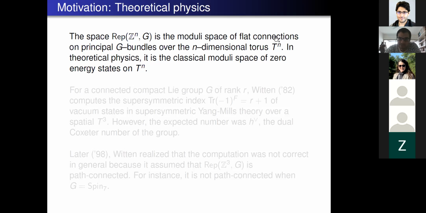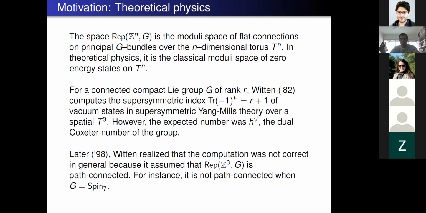Now, this is the motivation from differential geometry, or topology, in some sense, but the motivation came strongly from theoretical physics, because in that case, you can interpret these flat connections over principal bundles as a classical moduli space of zero energy states on T^n, whatever that means. I mean, don't really ask me about the theoretical physics because I don't know much. I only translate what I can.